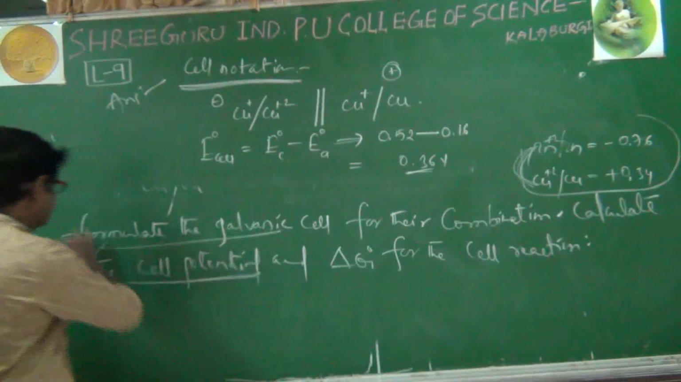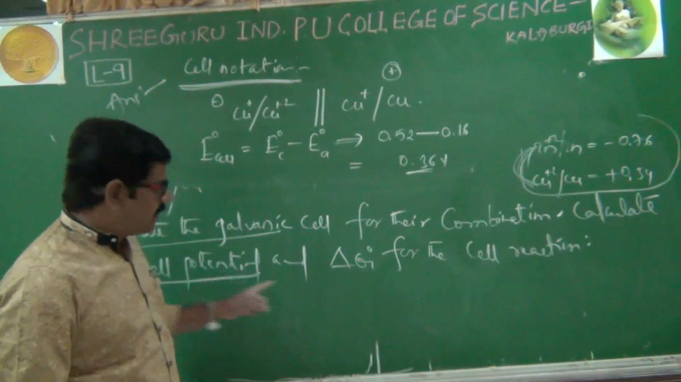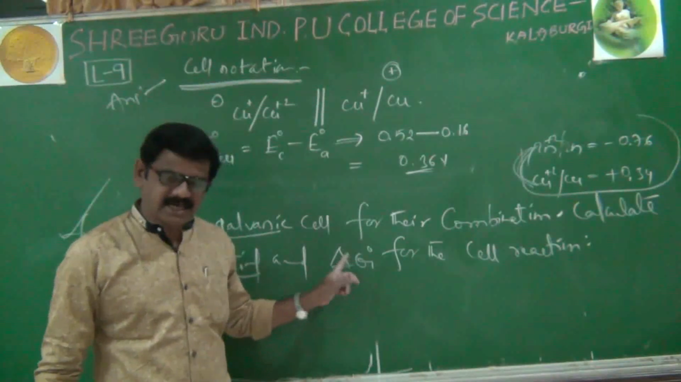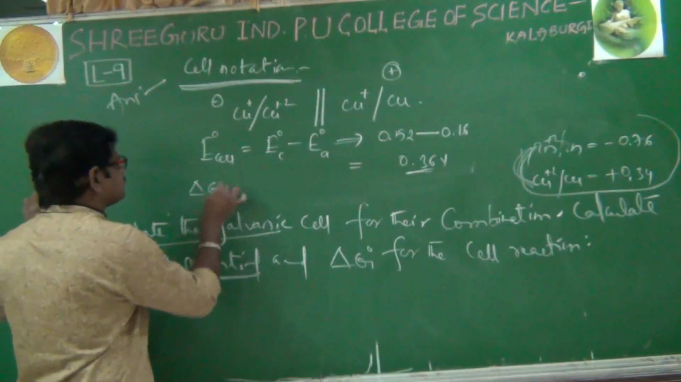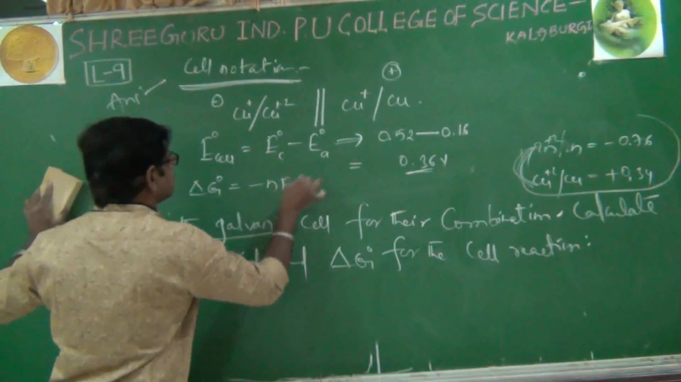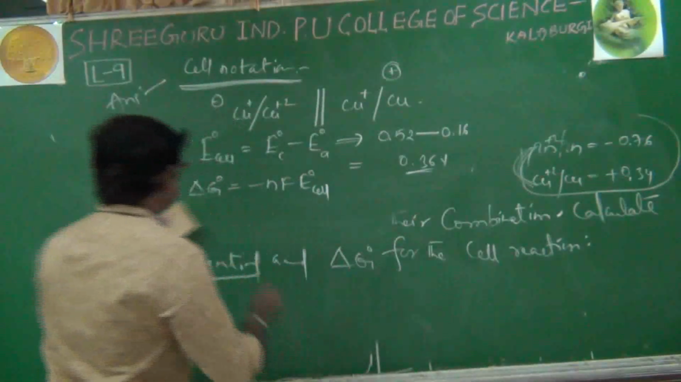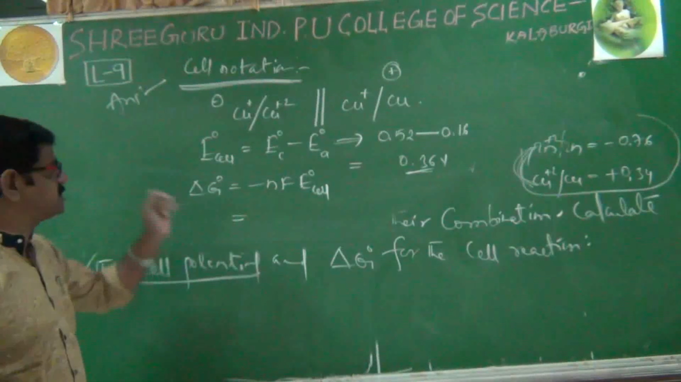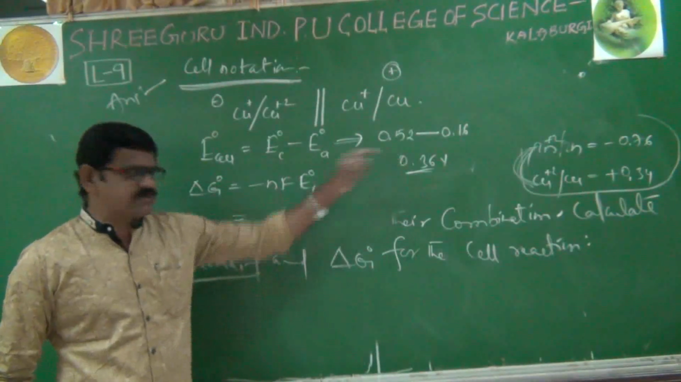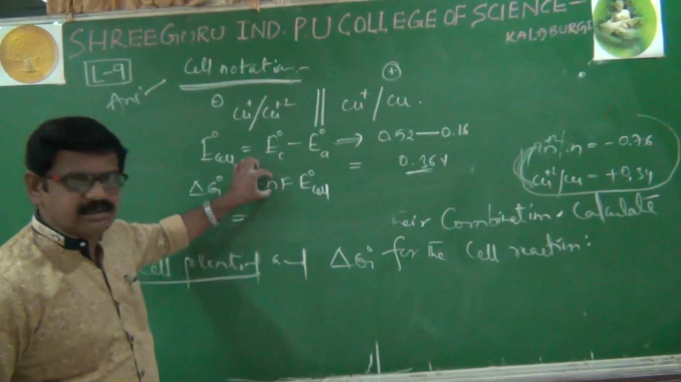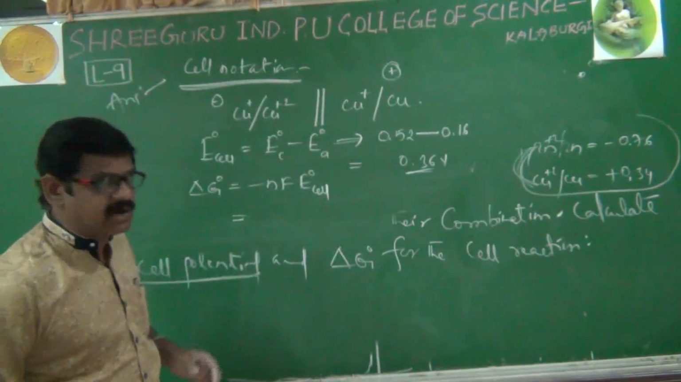The galvanic cell construction is completed, and the cell potential has also been calculated. The last thing to calculate is the delta G naught value. Delta G naught equals minus n F E naught cell. F is already familiar to you, and E naught cell we have just calculated, but the problem is with the n value. How many moles of electrons are involved in the process?